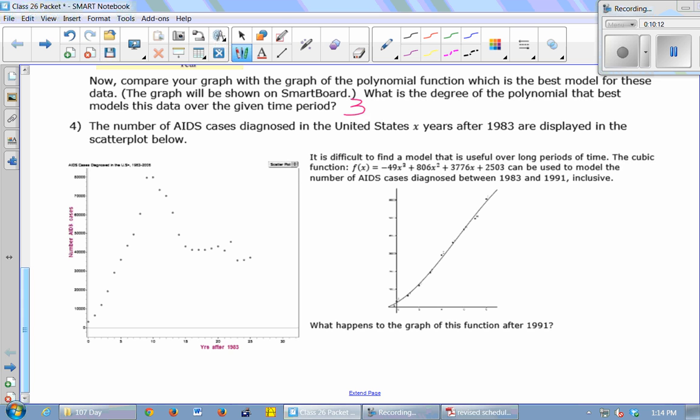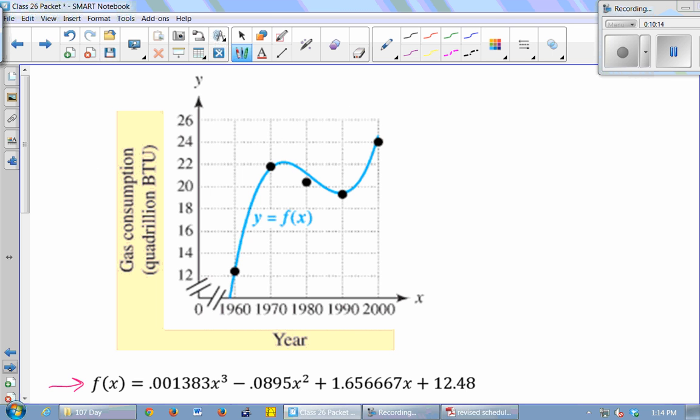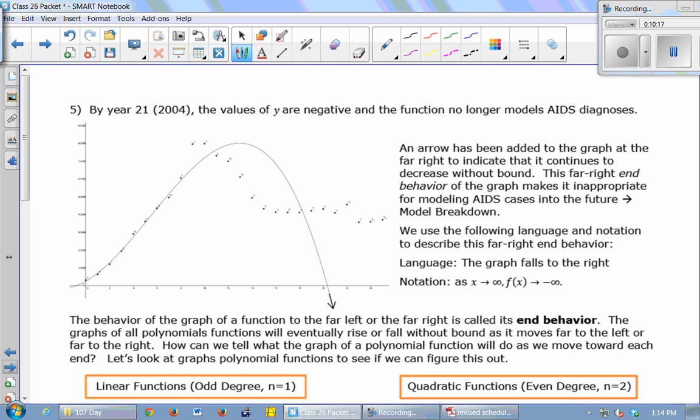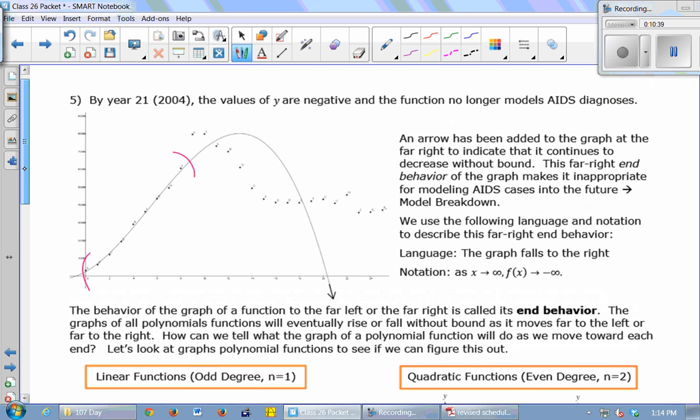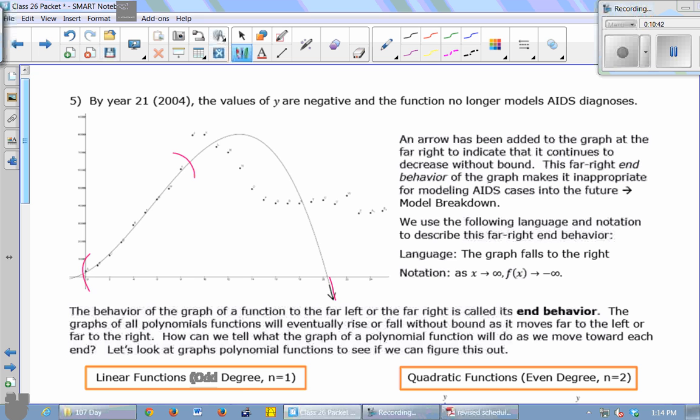But after 1991, now it's a terrible model, right? It will make absolutely terrible predictions. So here to here, my points were all pretty closely on that curve, but afterwards, that model no longer has any predictive value. Okay. So by year 21, which is 2004, it would predict that there are negative numbers of AIDS cases diagnosed. And that just doesn't make any sense, right?